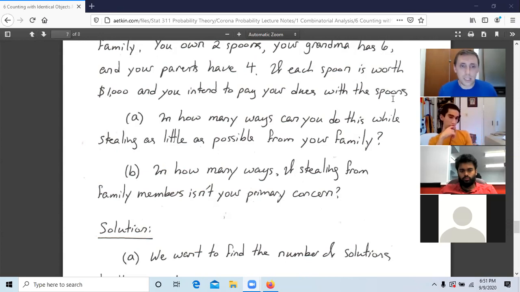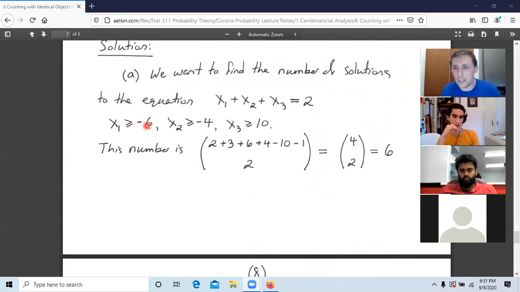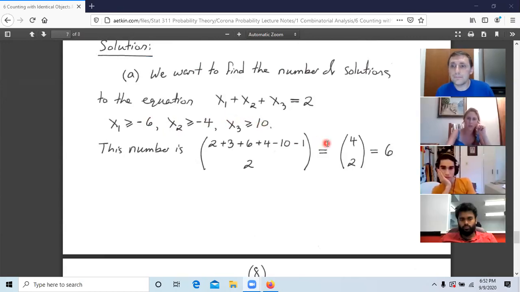You understood the idea of this equation here, right? How did I think of it? So, I'm still a little confused about how you got the 2 plus 3 plus 6 plus 4 minus 10 minus simply 1. I updated this equation.